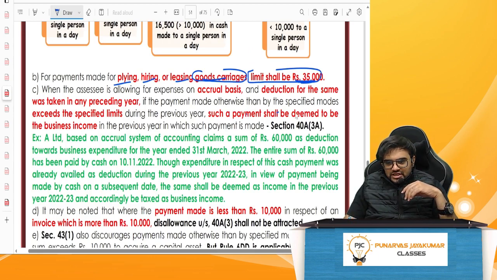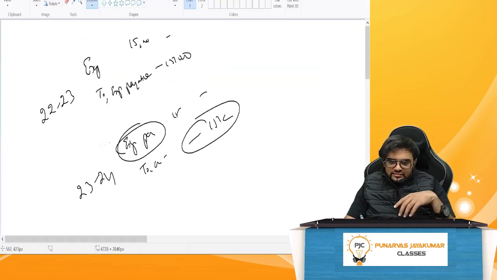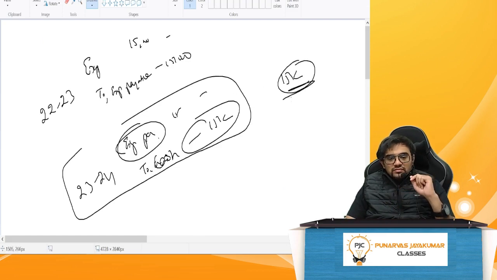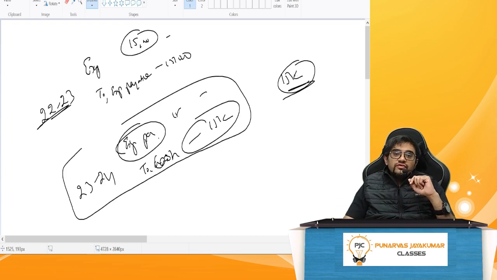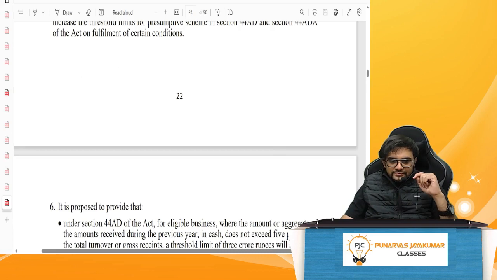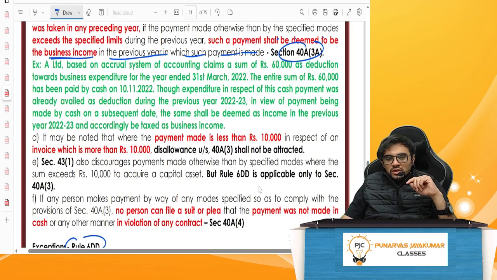Such a payment shall be deemed to be the business income in the previous year in which such payment is made. This is 40A3A. So in this year, my dear friends, though it is expense payable to cash, this 15K will be charged to income. Why? In 22-23, I have allowed this as a debit to the P&L account in full. This year, 23-24, I will have to credit to the P&L account 15,000 rupees. Got it?